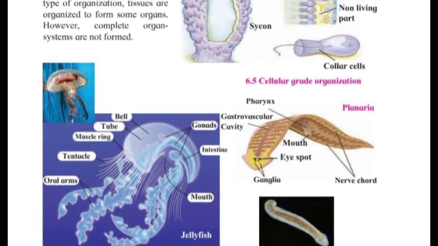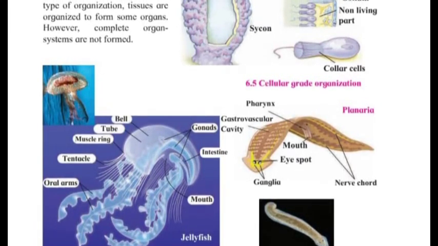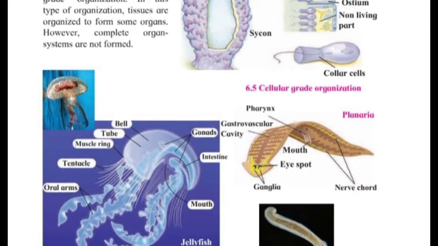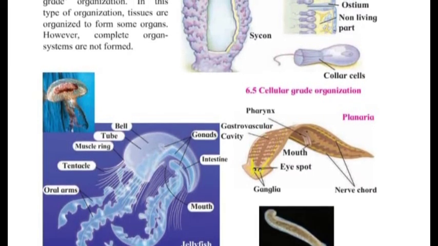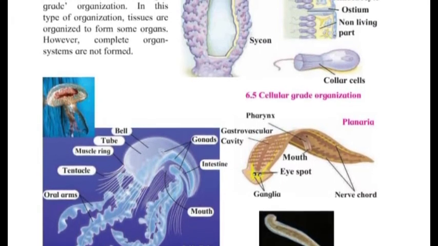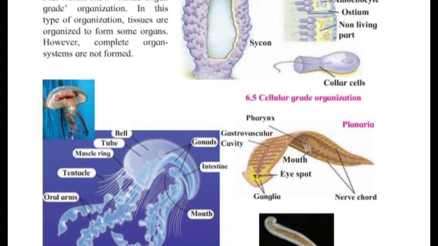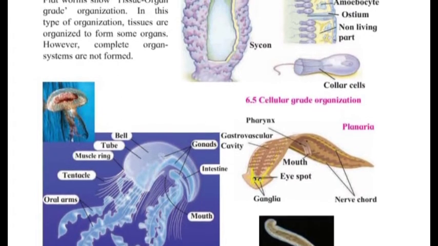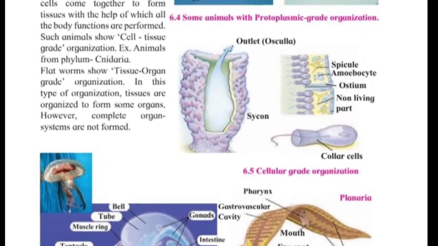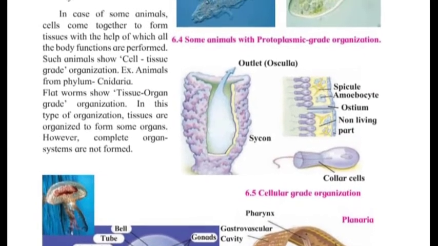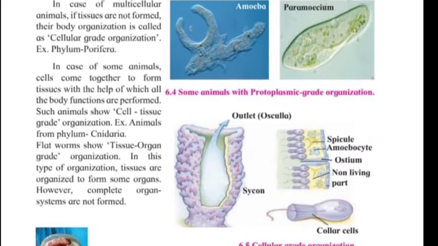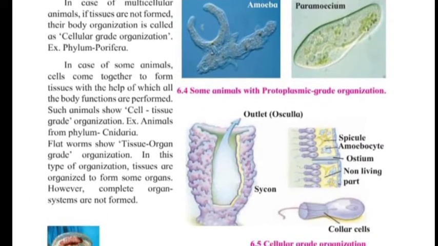In that second, you are able to see the tissue organ grade organization, with mouth and eye spot; planaria is an example of it, with ganglia, pharynx, all the things there. So all these are performed by the tissue organ grade organization. Previously we have discussed tissue grade organization. Whatever discussions we have done, you will have to write down in your notebook. Mention all the points together in that notebook.